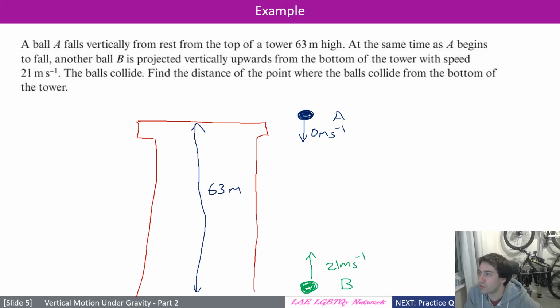Find the distance of the point where the balls collide from the bottom of the tower. In other words, let's just draw a line. Let's say they collide here. The question is asking, what is that distance? Okay, so how high up is the collision from ground level?